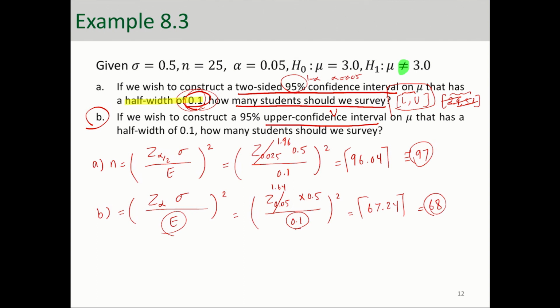So if you want to construct an upper confidence interval on the mu that has a half-width of 0.1, we need 68 students. That's the bottom line.